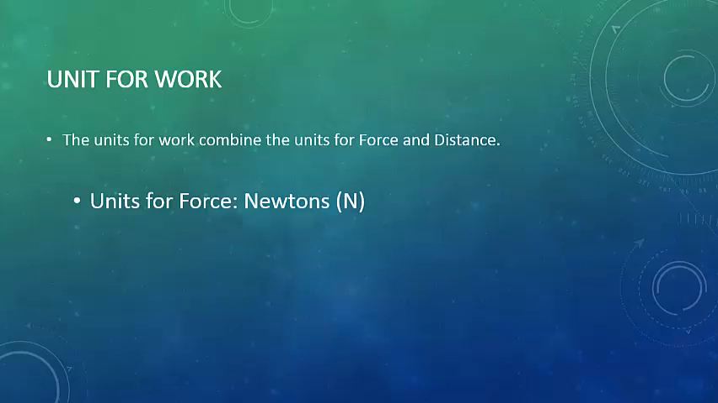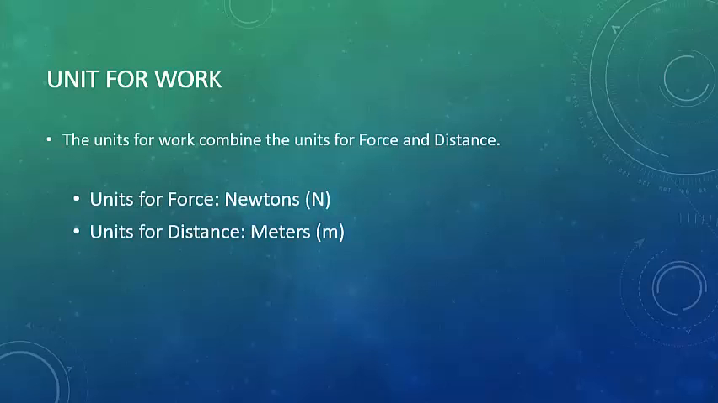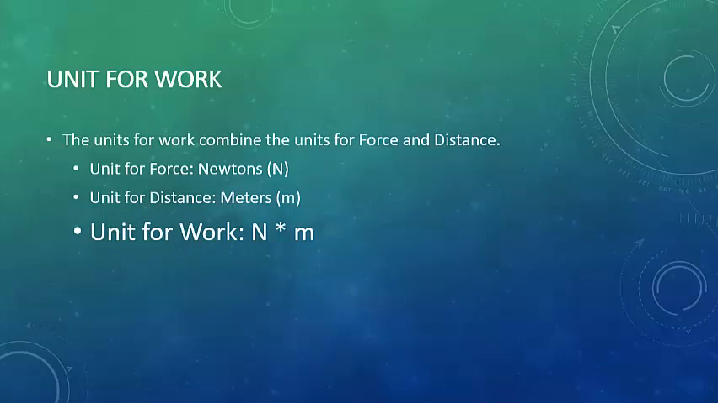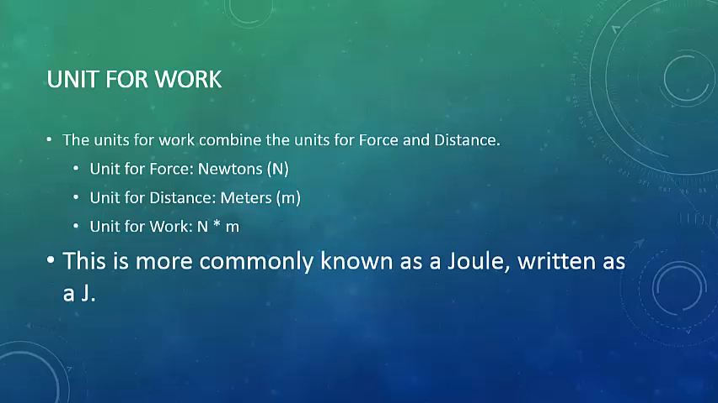Now, when we were learning about distance at the beginning of the year, we learned that the usual unit is meters, with a lowercase m. Now, since we multiply these two, force times distance, in our equation, our unit for work is newtons times meters. Now, this is not the most common unit. The more commonly known unit is the joule, written with the capital J. This is the one we will be using in this class.